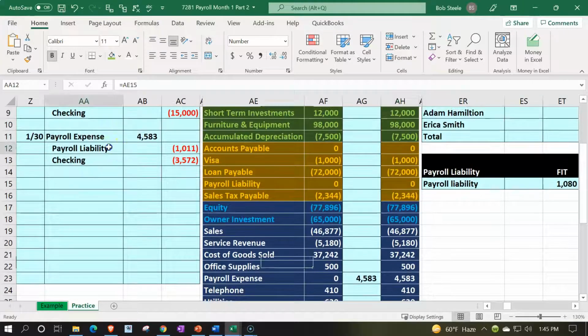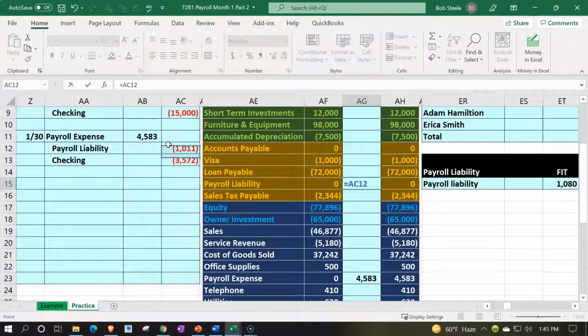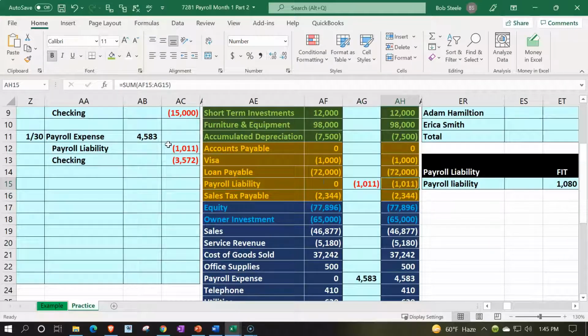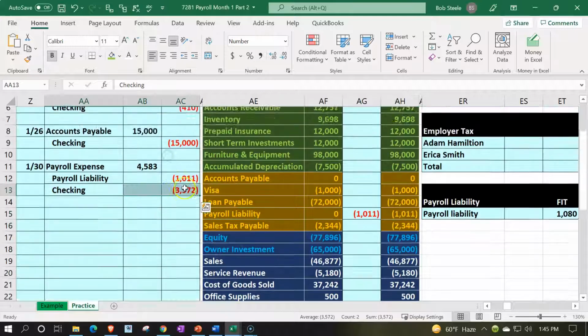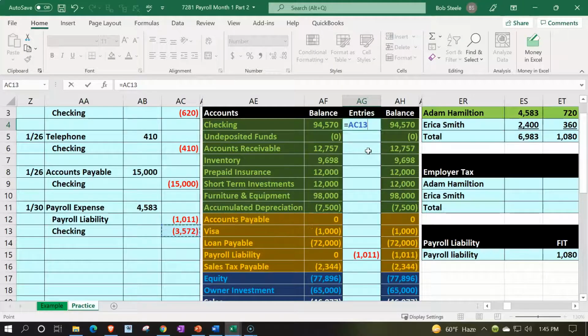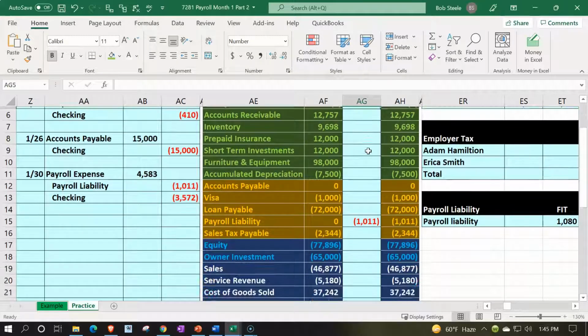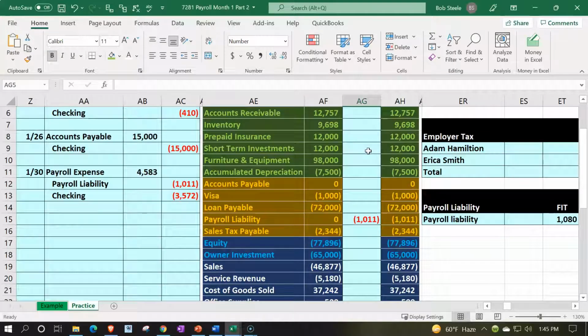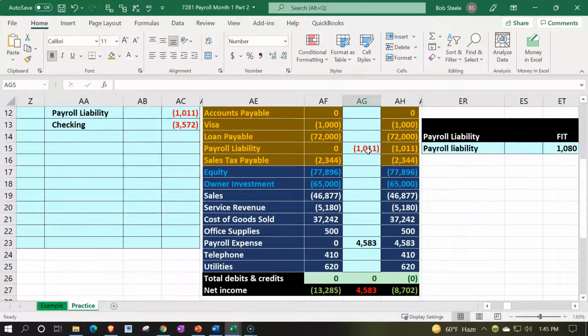We've got the payroll liability. Payroll liability. That's going to be right here in AG 15 equals the 1011, bringing that up to 1011. The checking account on the top is in AG 4 equals the 3572. There we have it. So there's the typical kind of payroll transactions that we have for one employee.